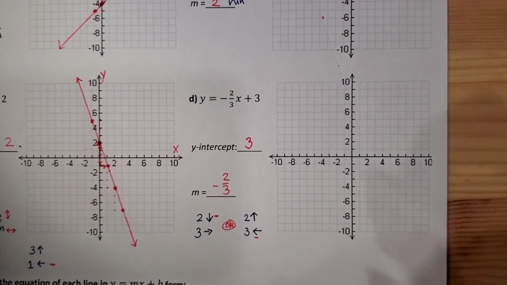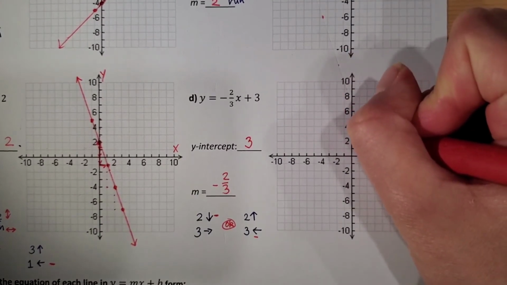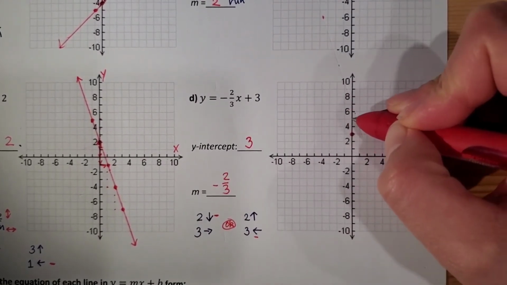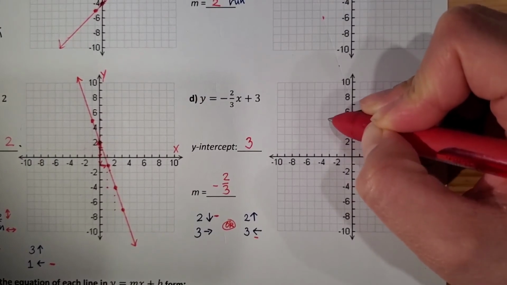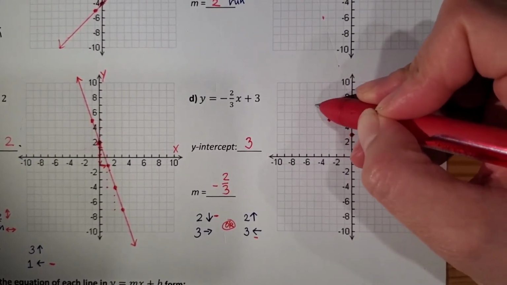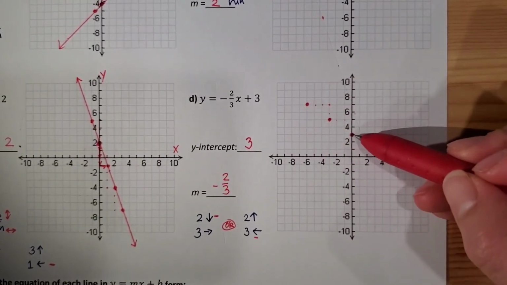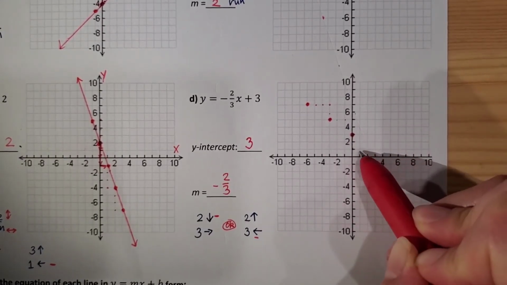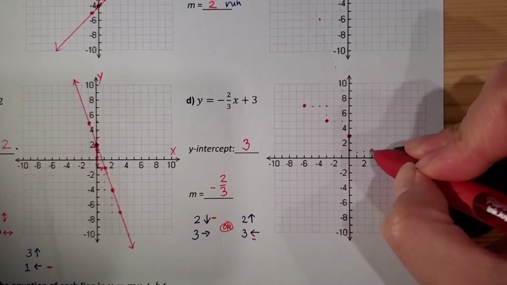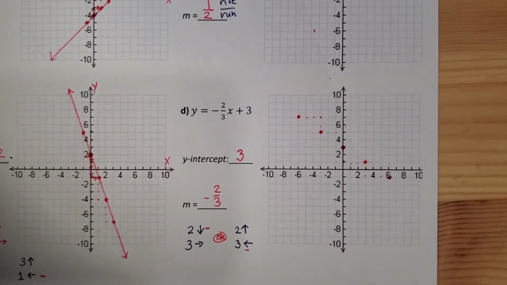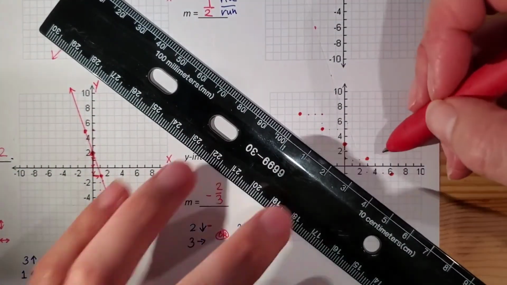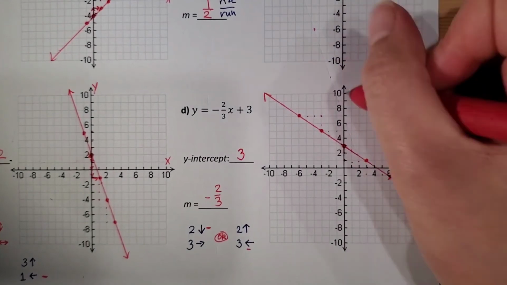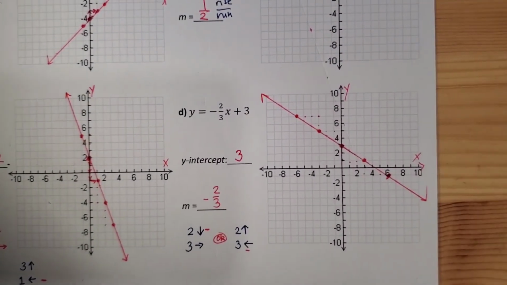I'm going to start at the y-intercept, which is at 3. I'll go with the second one first: up 2 and left 3. 1, 2, 3. Up 2, left 3. And I'll go the other way too. From positive 3, I'm going to go down 2, 1, 2, and to the right 3: 1, 2, 3. Okay, connect the dots. It looks like a line. Don't forget to put your x and y axis there.